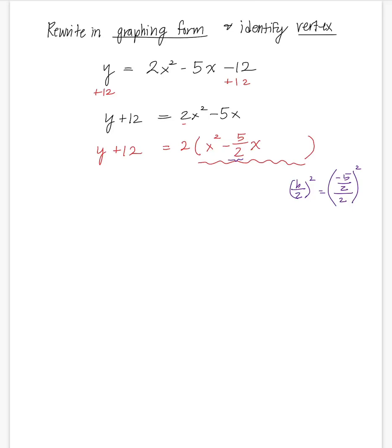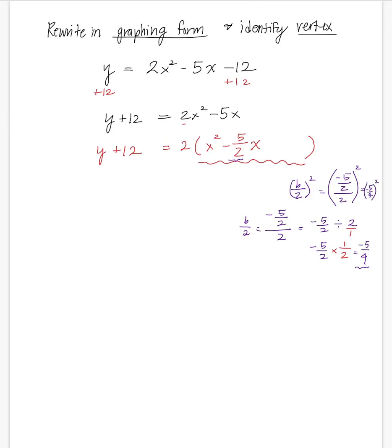So -5 over 2 divided by 2, you're just taking half of -5 over 2. The rule of fraction division is that you keep the first fraction the same, you change it to multiplication, and you take the second fraction and flip it upside down. So it becomes 1 over 2. And if you multiply that all, that becomes -5 over 4. That's b over 2. Okay? So then if we take b over 2, which now is -5 over 4, we're going to have to square it.